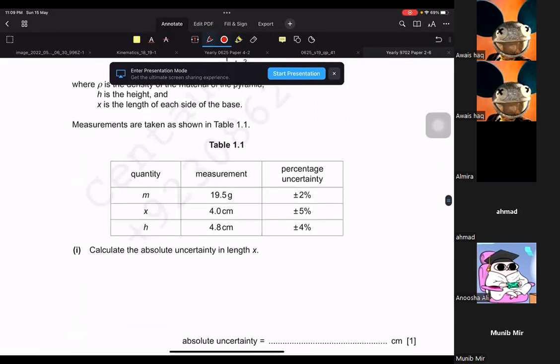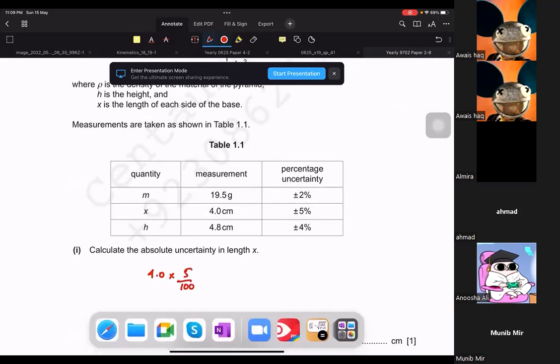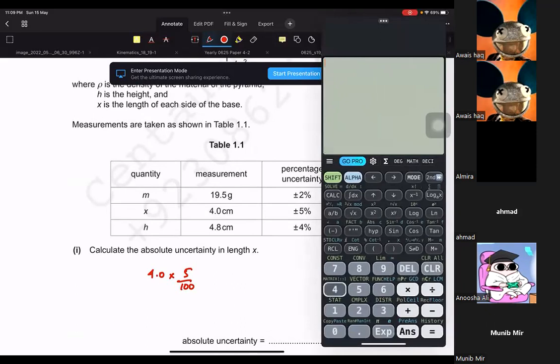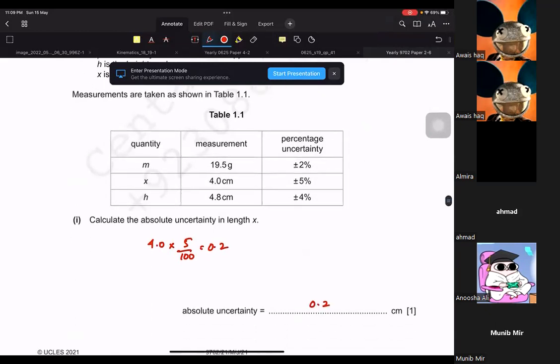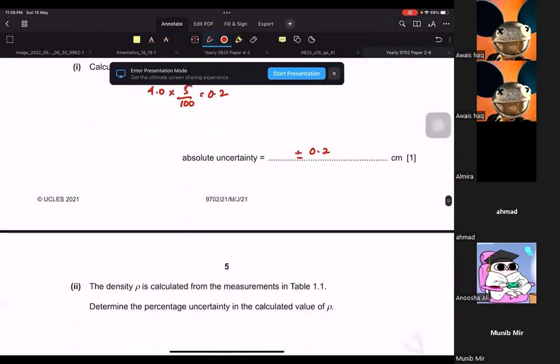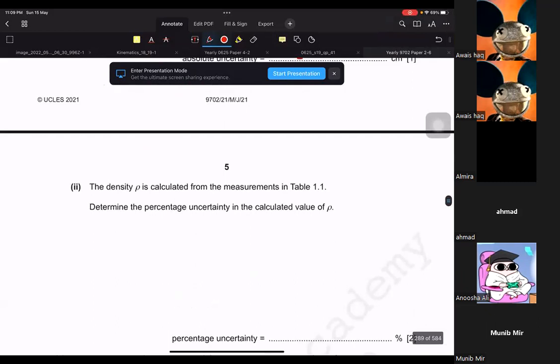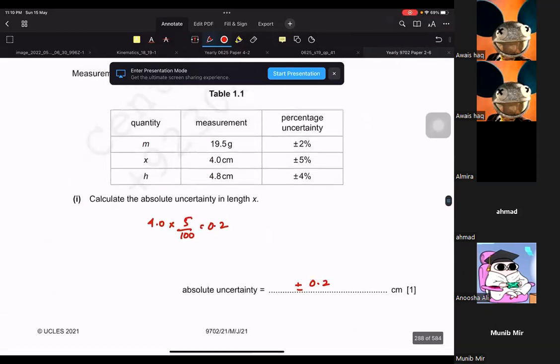What is the absolute uncertainty in x? So you just do 4 times 5 over 100. That's 0.2. So just write to one significant figure, okay, 0.2 plus minus. Right. Now, density rho is calculated from measurement. Determine the percent uncertainty calculated in rho.